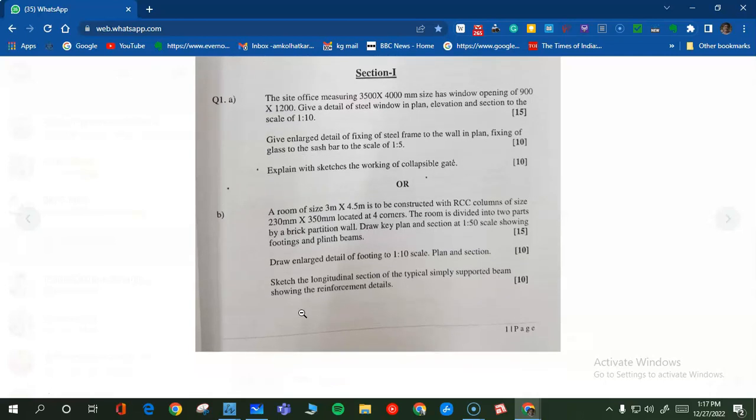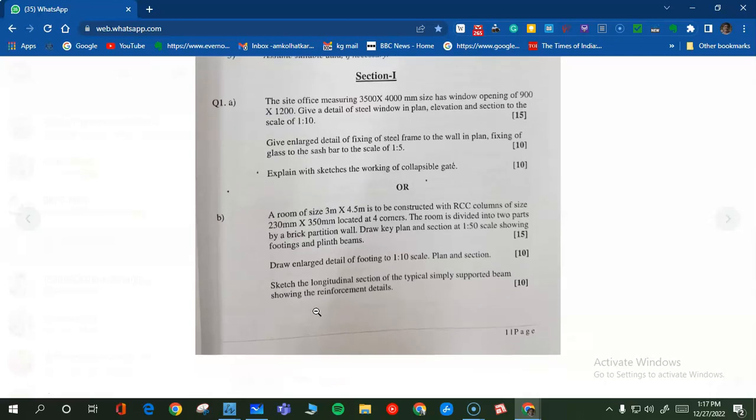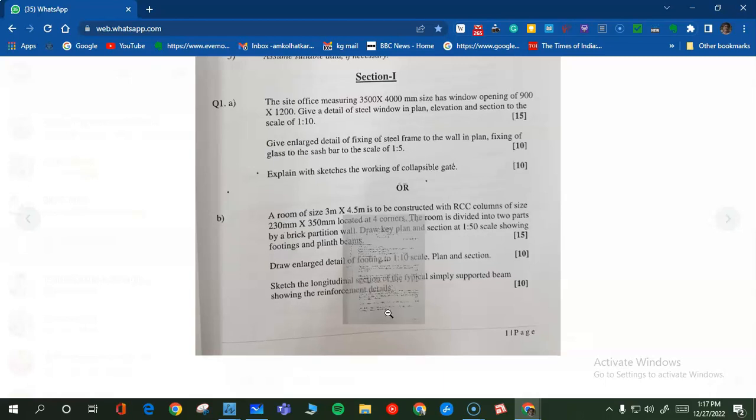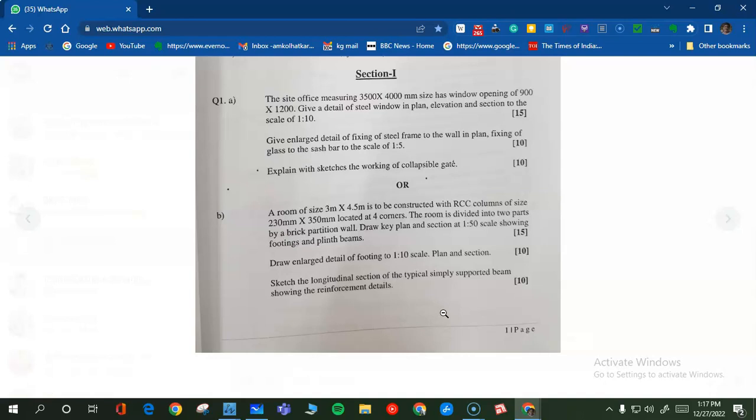Then the third part of the question is that you have to also draw a section along the length of the beam, and considering that it is a simply supported beam. So you already know that section. There you will show the columns, a beam on top, and you will show the reinforcement inside it. So this is the basic question. Now let us see how this is to be solved.